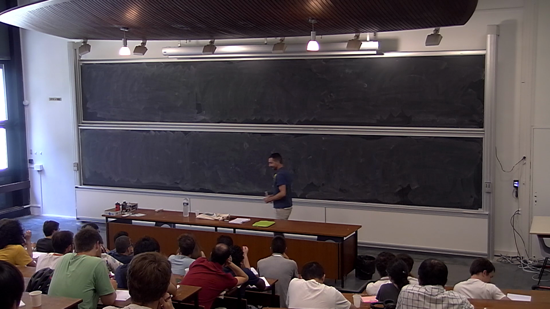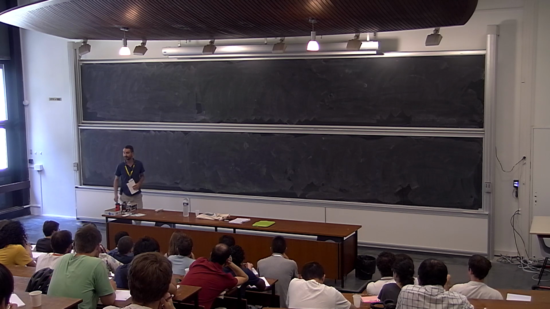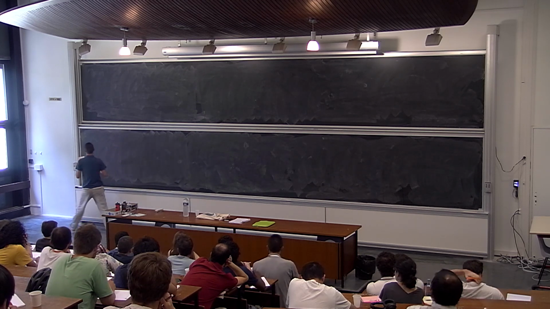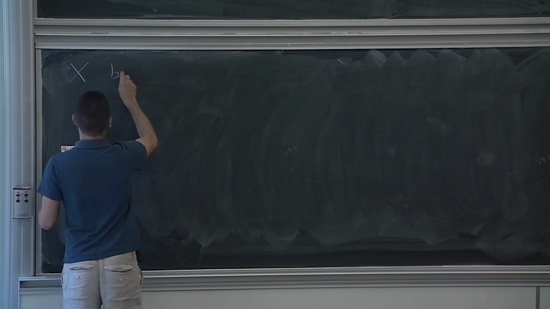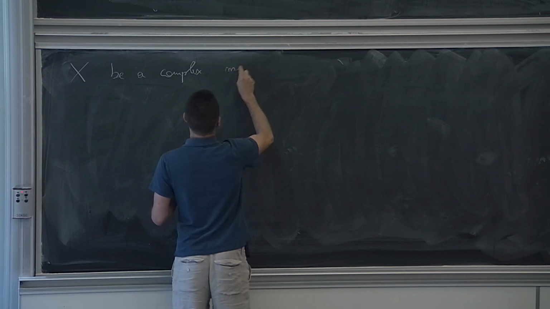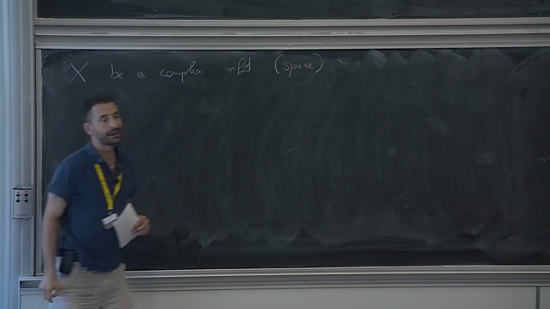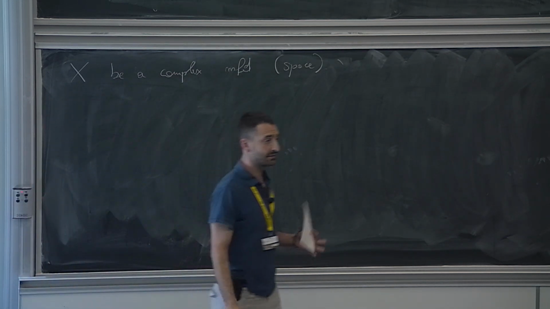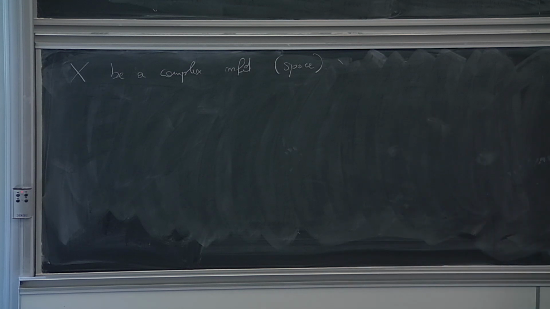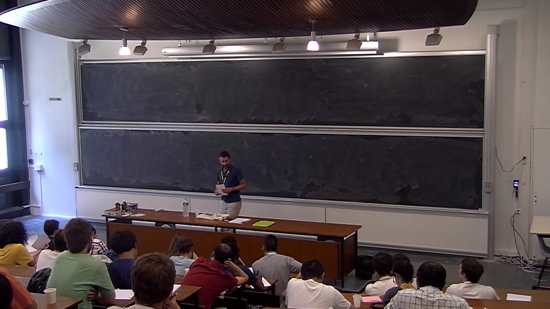So today it will be very, very basic. I apologize to the experts, but after all, it's a school. So let X be a complex manifold or space. Everything I'm going to say works very well for complex spaces, which are locally isomorphic to some analytic set in an open set of C^n. But we can think just of a complex manifold. It's fine.